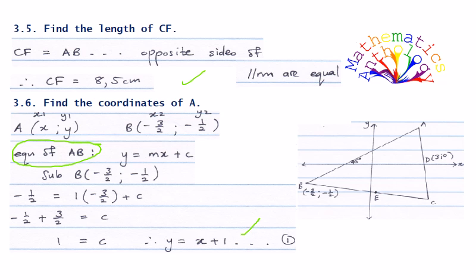We need another equation here because we don't know the x or the y value for A, the coordinates of A, so it has to be a simultaneous equation here. So we have equation 1 there from the equation of AB. We can get equation 2 using the length of AB, which we will do now.